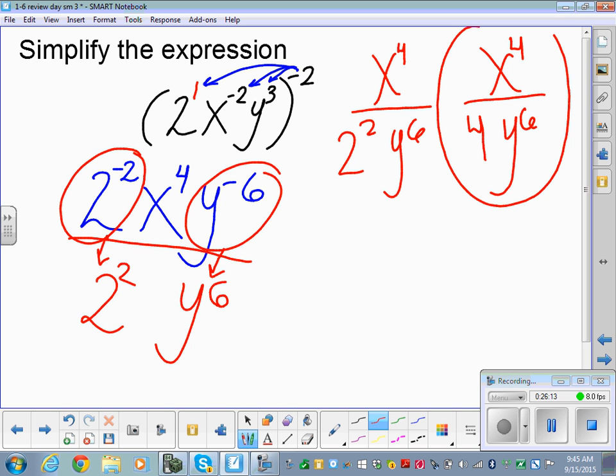But let's say that would have been an x and an x. When you divide, then you subtract the exponents. And you always subtract the top from the bottom, so we could have continued. Only if the bases are the same, though. Questions? All right.